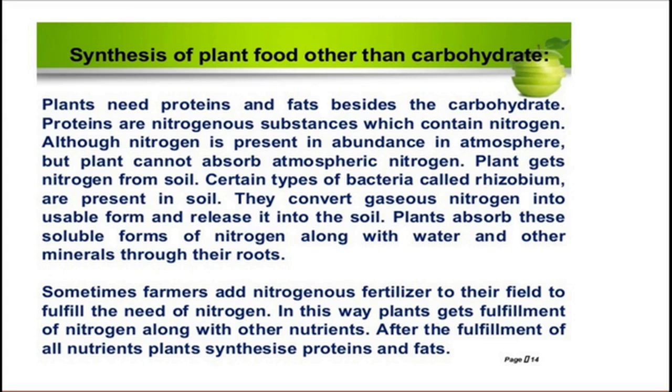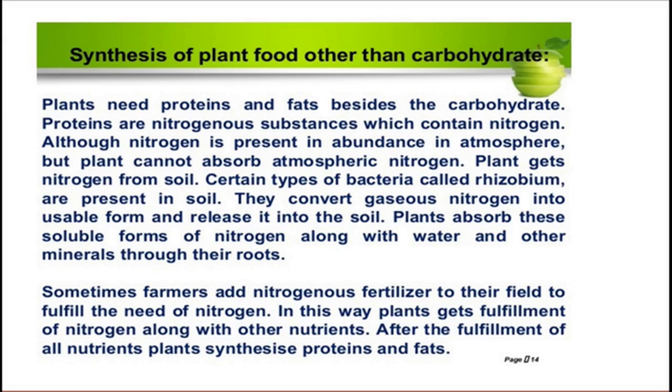Here, soil has certain bacteria that can convert gaseous nitrogen into a usable form, and it releases it into the soil. Once the nitrogen is released into the soil, these soluble forms are absorbed by the plants along with water. So this is one way of obtaining natural nitrogen.